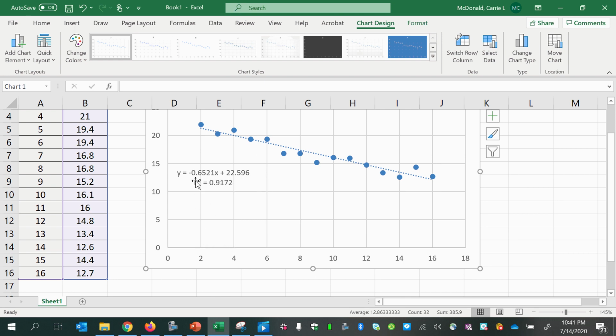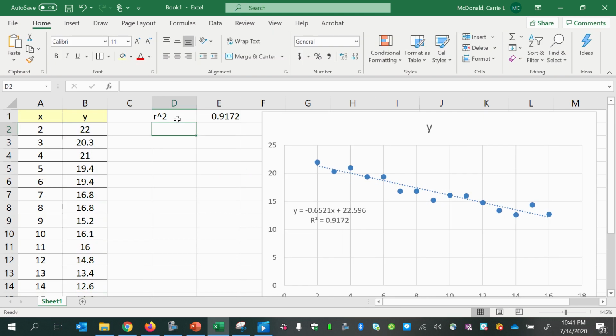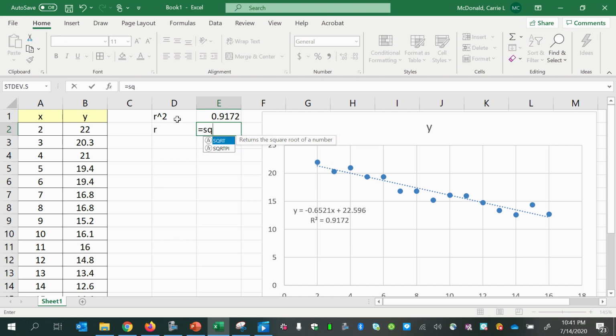And to get the linear correlation coefficient, we can take the square root of r squared. R is equal to the square root of r squared. Now this is our linear correlation coefficient.